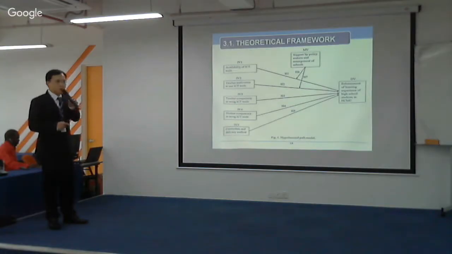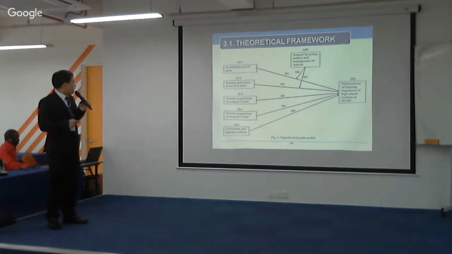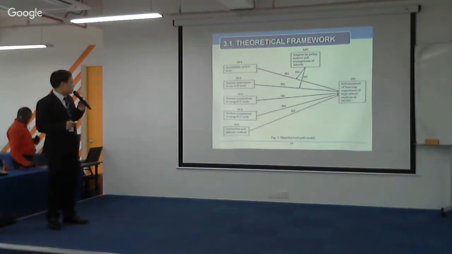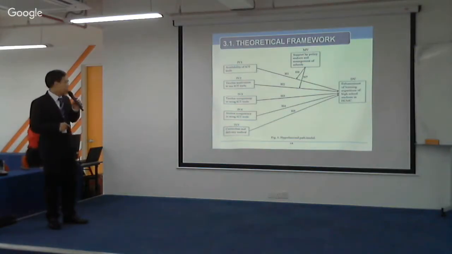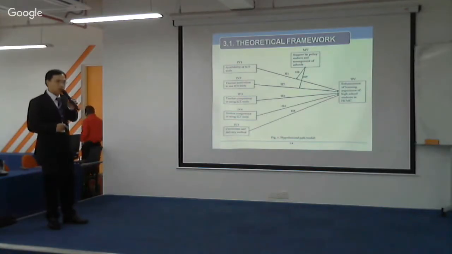This is my theoretical framework. I have 5 IVs, 1 moderating variable and 1 dependent variable. My independent variable 1 is the validity of ICT tools. And the second is teacher motivation to use ICT tools. The third, teacher competency in using ICT tools. The fourth, student competency in using ICT tools. And the last is curriculum and delivery method.